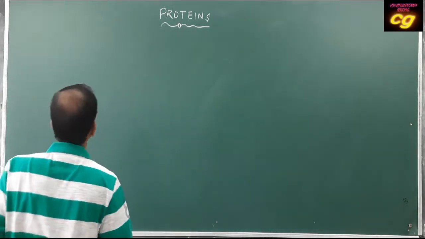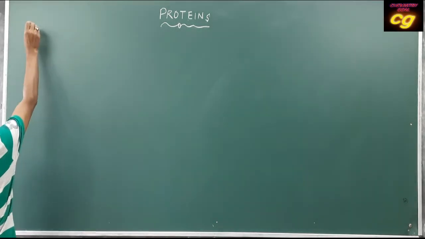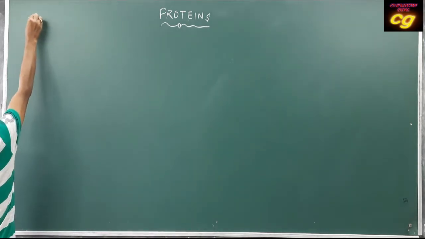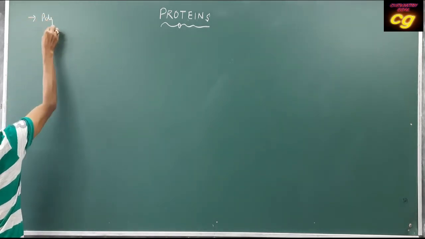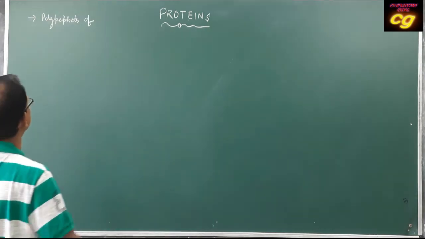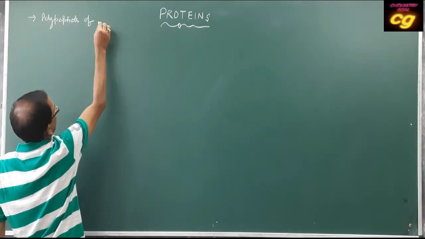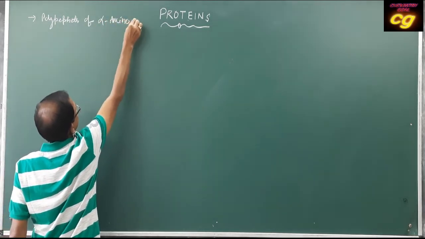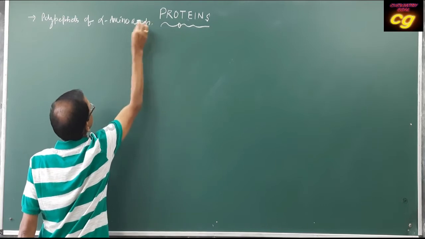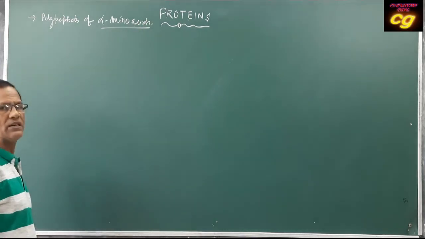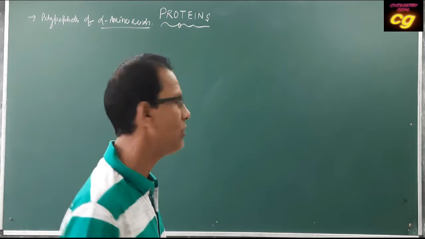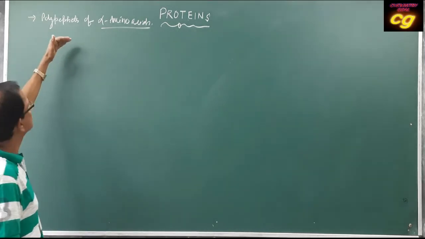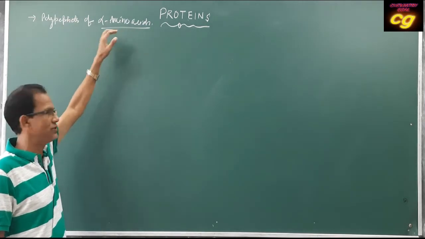So proteins, we can say, are called polypeptides. Polypeptides of alpha amino acids are called proteins. Then let us discuss what alpha amino acids are.